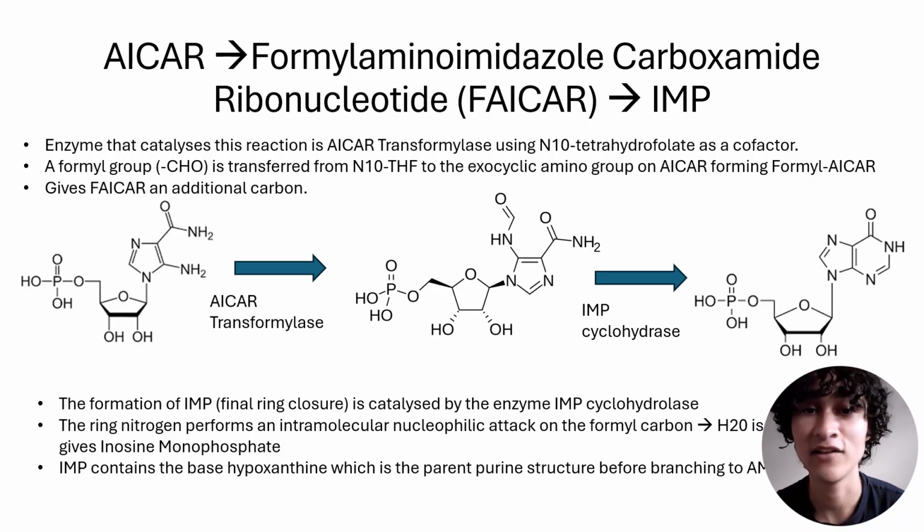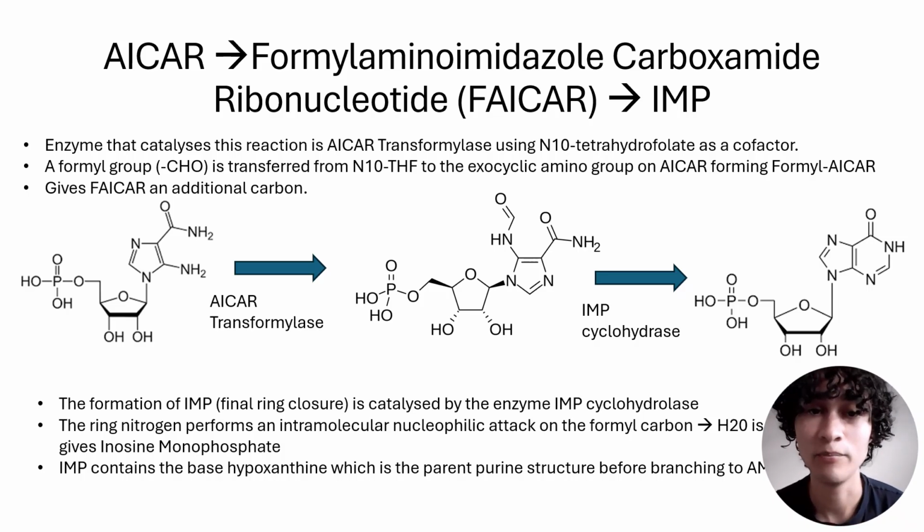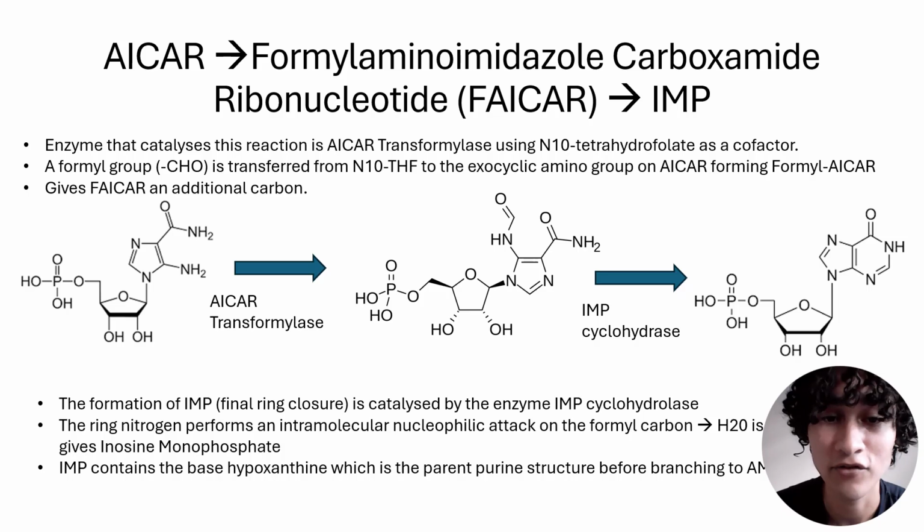Okay, and that N10 tetrahydrofolate, as I said before, is used as a cofactor, and that formyl group is transferred onto that exocyclic amino group. This gives you your formylaminoimidazole carboxamide ribonucleotide, or FAICAR for short. Now, the next step is carried out by the IMP cyclohydrase domain, and that's going to catalyze the cyclization, or the formation of that pyrimidine ring that you see in your purines. So the nitrogen performs an intramolecular nucleophilic attack on that formyl carbon.